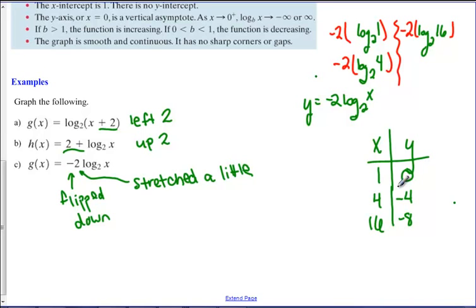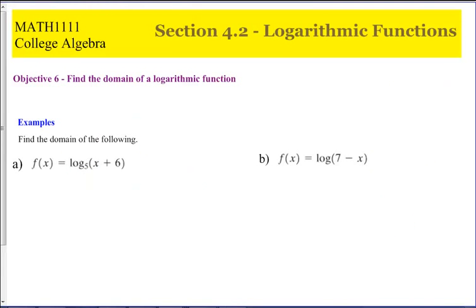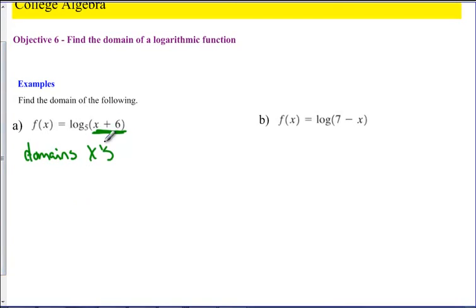Yes, ma'am. All right, so the domain. The domain, is that your x or your y's? So domains are your x's. So we're thinking about this area here for our domain. What do we know has to be true? The log base anything of. The of part has to be what? Here, this x plus 6 is going to have to be what? If we have log base 2 of x, x has to be positive. So this x plus 6 has to be positive.